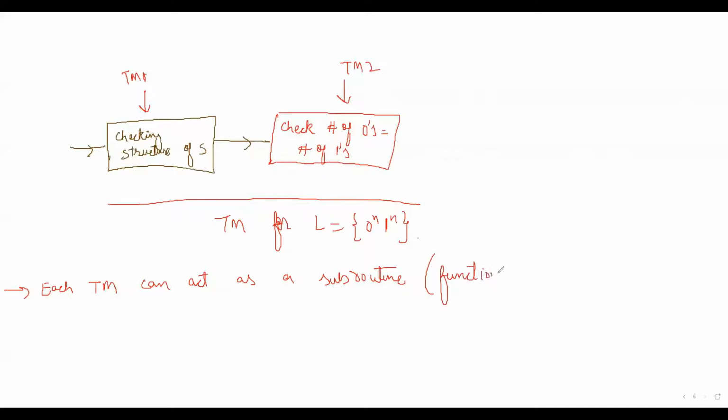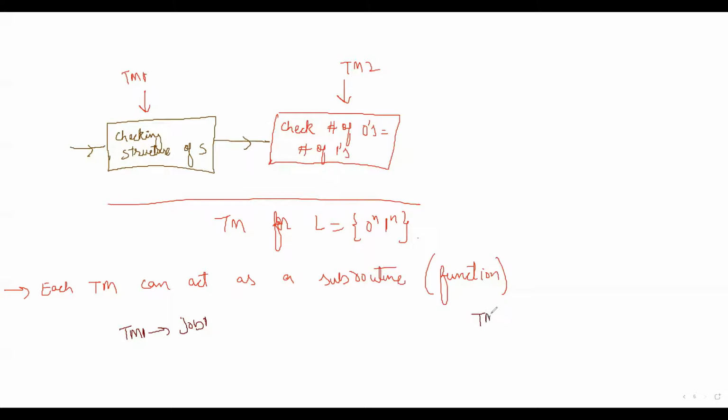We know that in programming languages, we require functions. Let's suppose we have a function to add two numbers. Instead of writing the code again and again for adding two numbers, we can use that particular function repeatedly. Likewise, if I have a Turing machine doing some job, let's say job 1, this is Turing machine 1 doing some job 1.